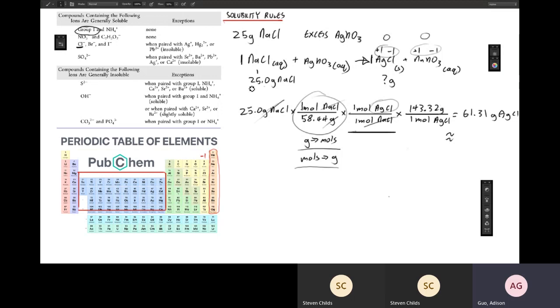Now I'm going to go an extra step here and do the sig figs. We were given 3 in this one, so our answer should be 61.3 grams of silver chloride. But that's how you do basic stoichiometric conversion and find out which one is a precipitate.